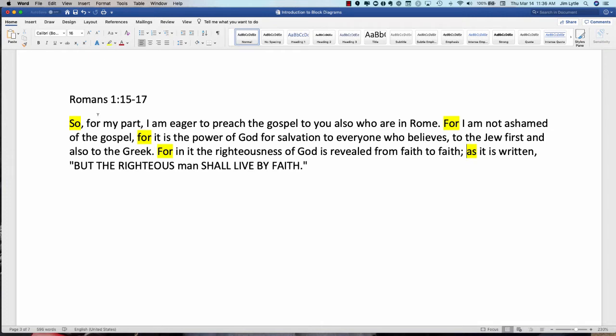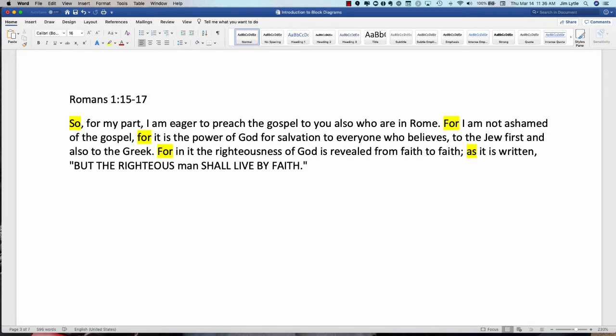Let's think about the connectives for a second. That's going to help us get through here for our who, what, when, where, why, and how. So what does a so do? Well, a so is like a therefore. A so is a conclusion. And if we read the larger context, therefore, for my part, I'm eager to preach the gospel. Paul has just been talking about how he wished he could come to see them so he could impart a spiritual gift, but he'd been prevented, hadn't been able to happen. But therefore, so for my part, I am eager to preach the gospel to you who are in Rome.